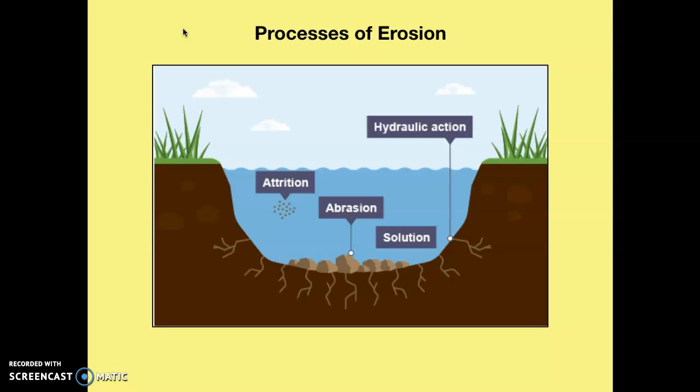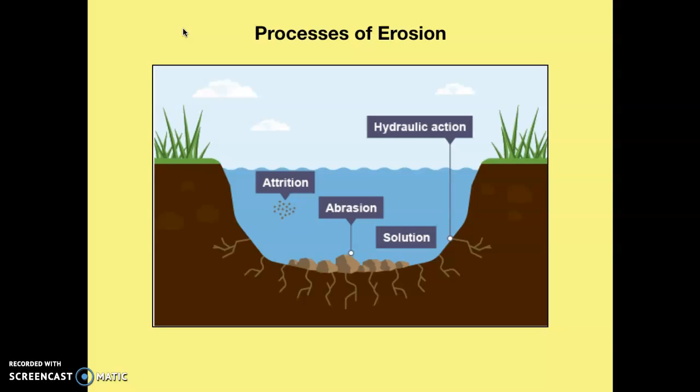Okay, solution is slightly different. Solution is the dissolving of rocks. So rocks like chalk and limestone dissolve into the water. And solution is when those rocks dissolve slowly into the river water, and that's slowly eroding them away.